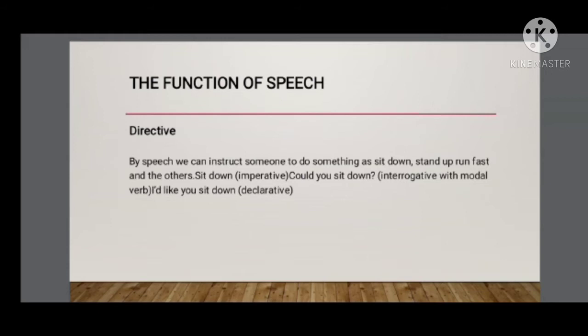Now there are several types of directive, usually at school. Teachers to students, for example, "Sit down." This is an imperative sentence. Then, "Could you sit down?" This is an interrogative sentence with a modal form. Or, "I'd like you to sit down." This is a declarative sentence. So, the directive is carried out directly in a speech, and the action is also carried out right away, because you hear what is being said.